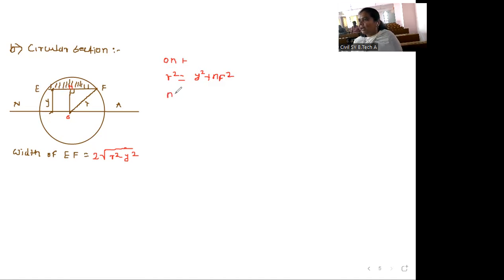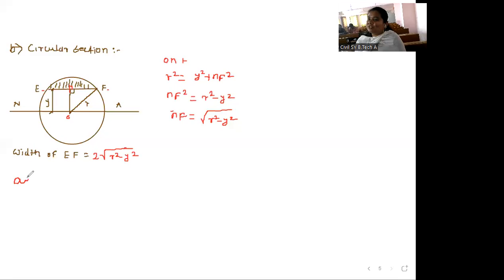So now I will write in terms of NF square. NF square is equal to r square minus y square. So NF is equal to square root of r square minus y square. Got it? I have taken 2 times because the square root of r square minus y square is for this half, and for this half again r square minus y square. So 2 times the square root of r square minus y square. So this is the width of EF.